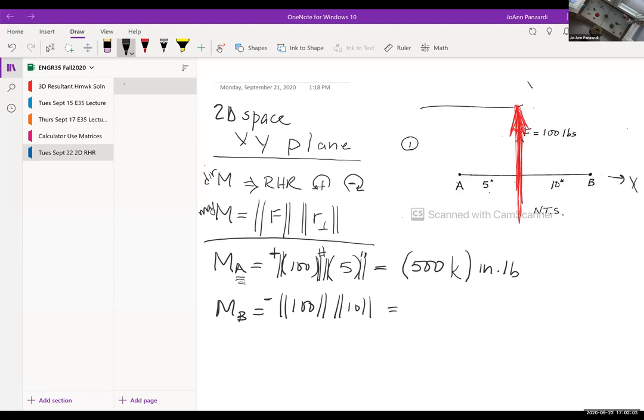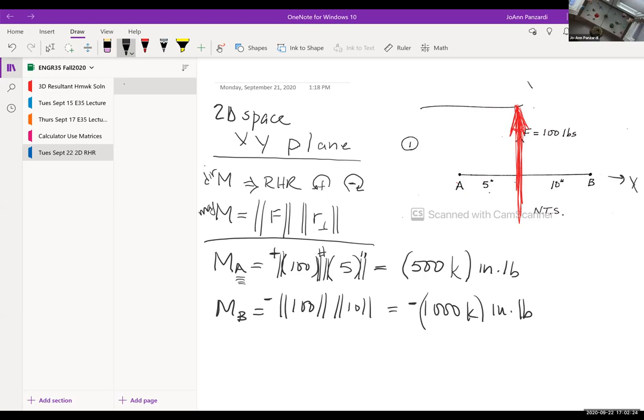So then what is the value of the moment about B? Negative 1,000 inch pound. Remember, in the English system, we put the distance first: inch pound.